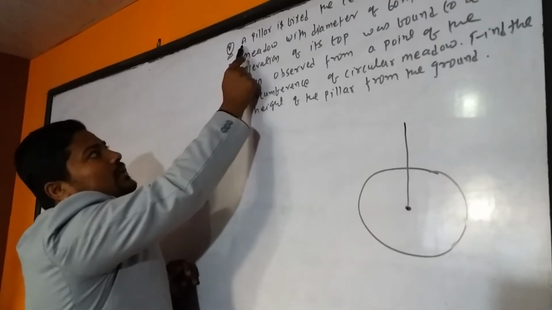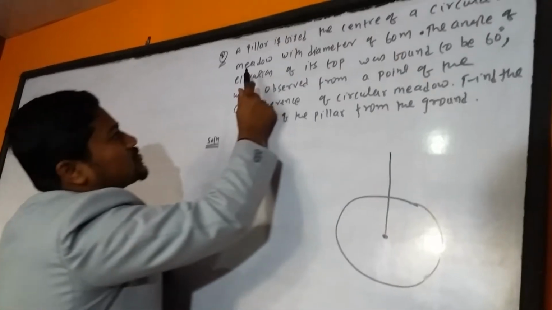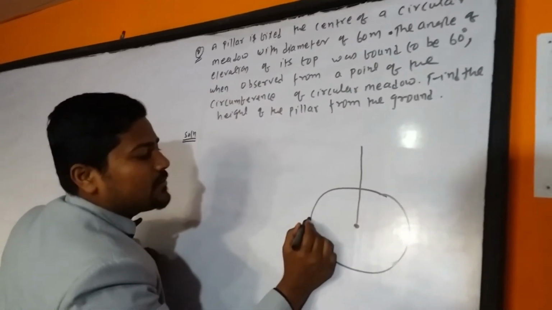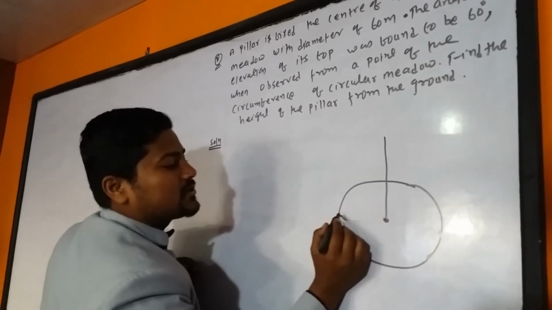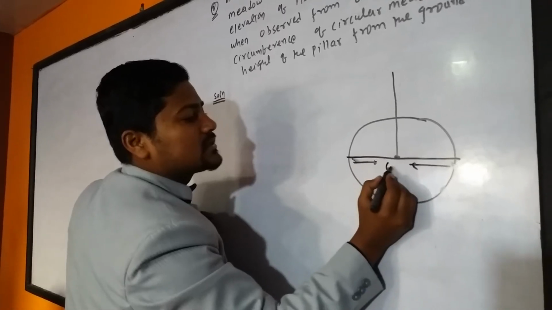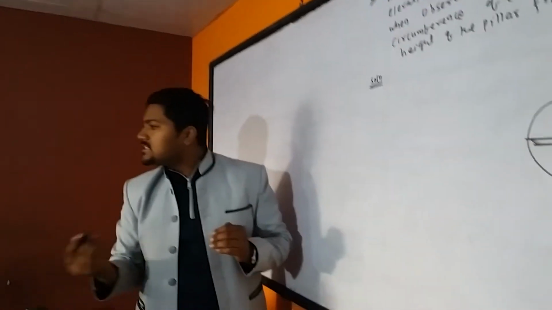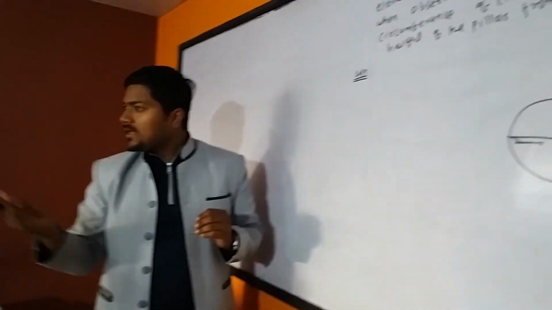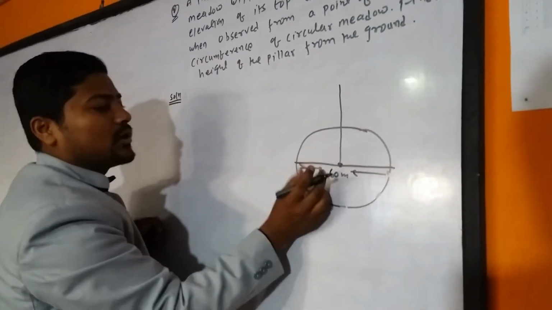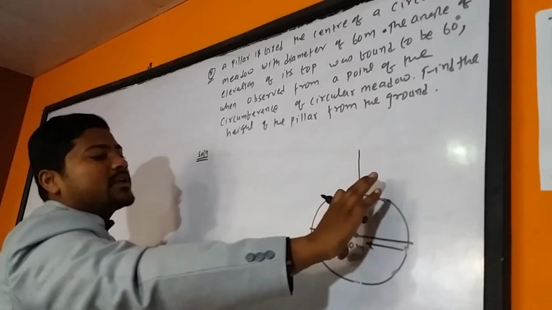Same thing here. I wrote here, a pillar is fixed at the center of a circular meadow with a diameter of 60 meter. Now this is the diameter, you can say. Here the diameter given is 60 meter. So diameter is given, then we can find the radius. How much is the radius? 30 meter. Half of the diameter is the radius. So now we can write 30 meter here. So by reading this first sentence, we can make this figure.